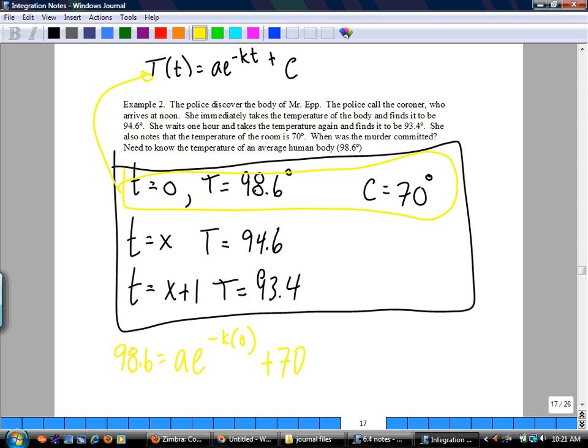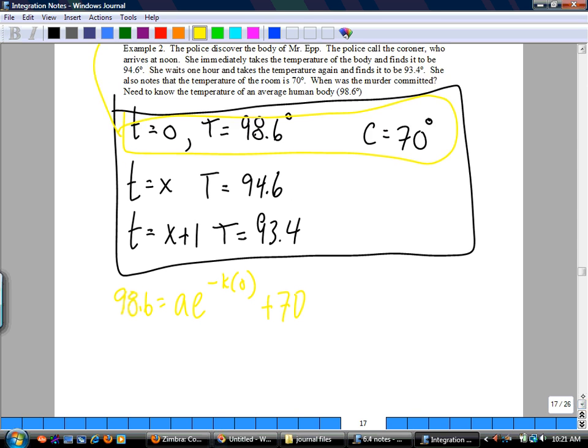What does this step tell you? No. It tells you little a, because e to the negative k times 0 is 1. So it just tells you a is 28.6. Okay? So now we know that.